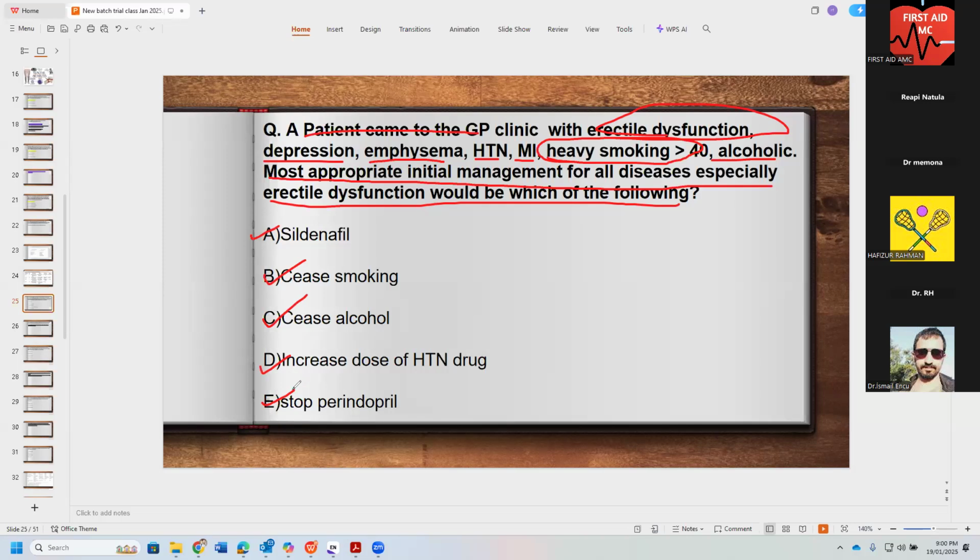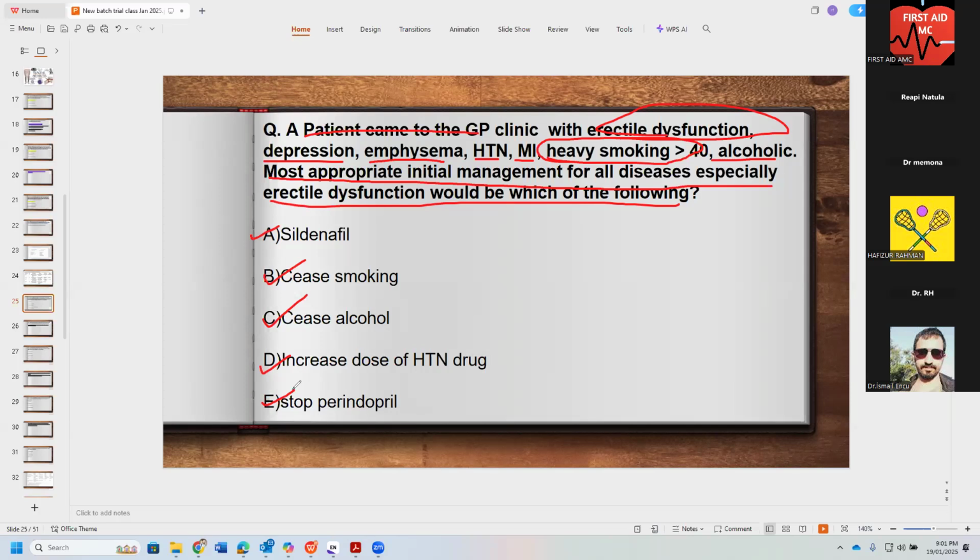So we will ask them to cease smoking. Very good. Sildenafil can sometimes have a very bad effect on patients with myocardial infarction, especially if they have inferior myocardial infarction, because it can cause reflex bradycardia in them. So it's a big no-no. Ceasing alcohol can help, but erectile dysfunction is more associated with smoking rather than alcohol consumption.